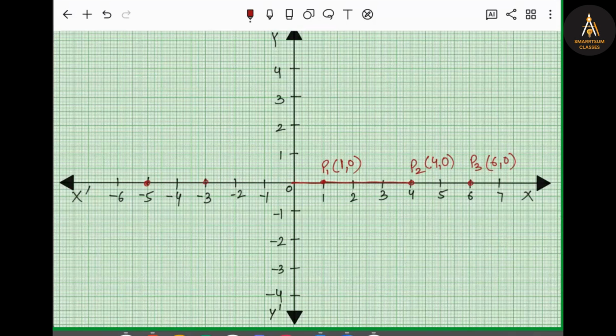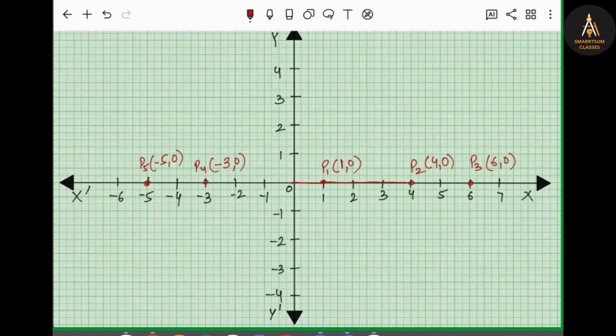Similarly, here on the other side, suppose this is P4. What will be the coordinate? The x coordinate is -3 and the y coordinate is 0. Similarly here, P5: the x coordinate is -5 and the y coordinate is 0. So for all these points, P1, P2, P3, P4, P5, the y coordinate is 0, which means they are lying on the x-axis.